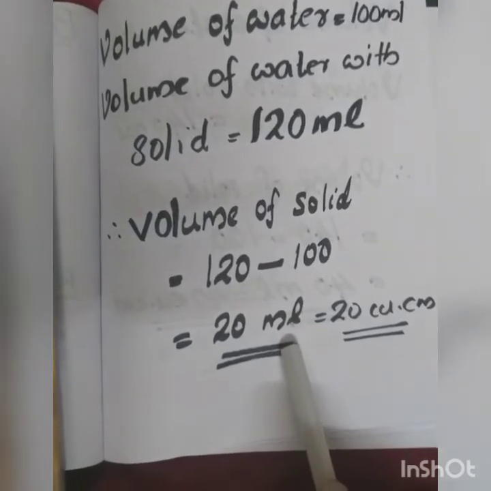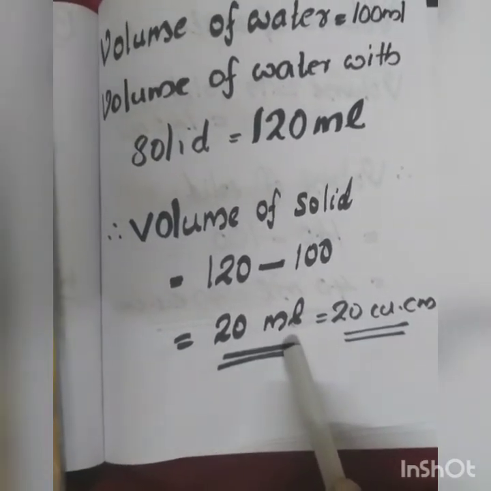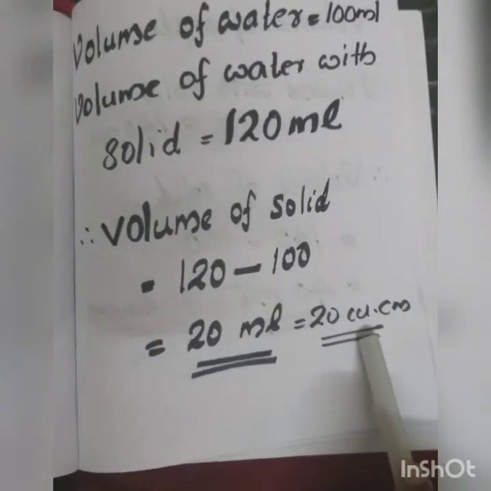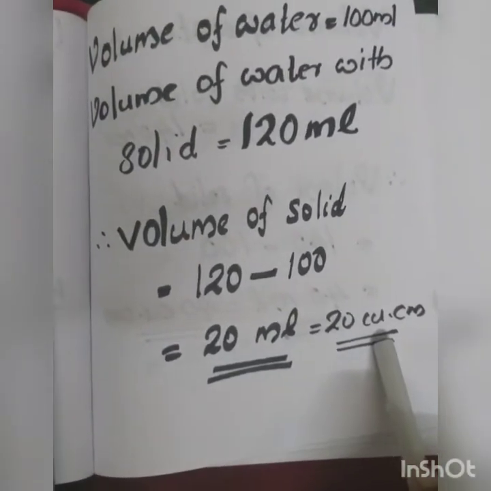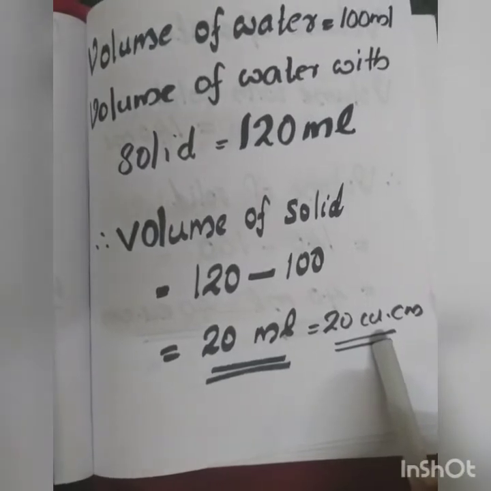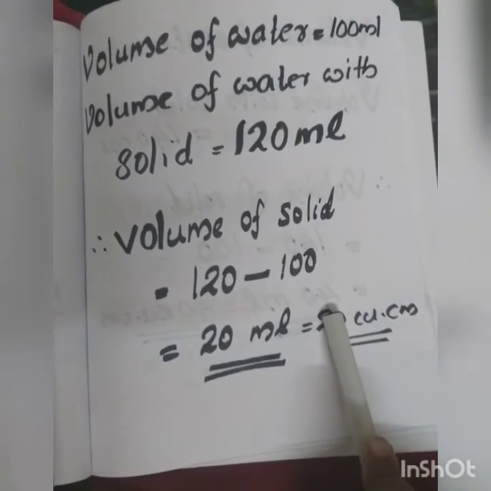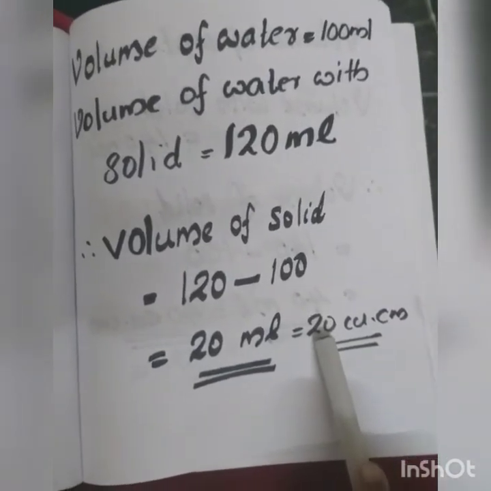Now you have studied the relation: 1 ml is equal to 1 cubic centimeter. So the volume of the solid is 20 cubic centimeter. That is, we know the volume of a solid and we are measuring it in cubic centimeter. So the volume of the solid is 20 cubic centimeter.